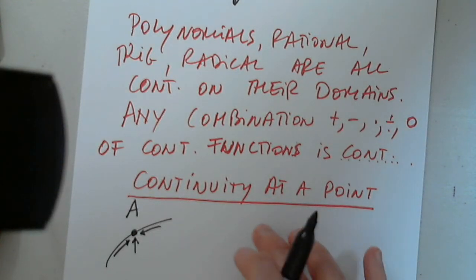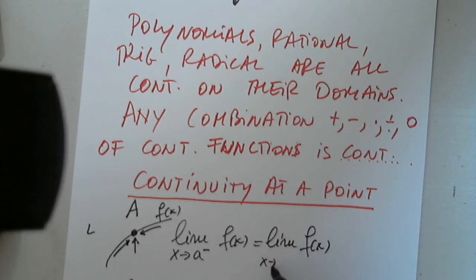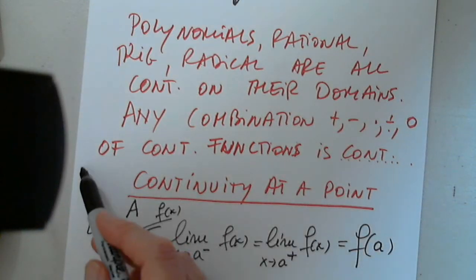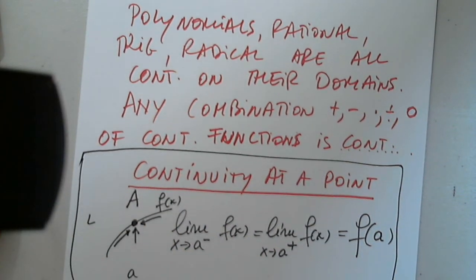So here's the definition, very important. Of course, this is A, and this is L. The limit as x approaches A from the left of the function must equal the limit from the right, and must equal the function value at A. This is continuity at a point. All three have to exist, and they have to be equal for a function to be continuous at a point.